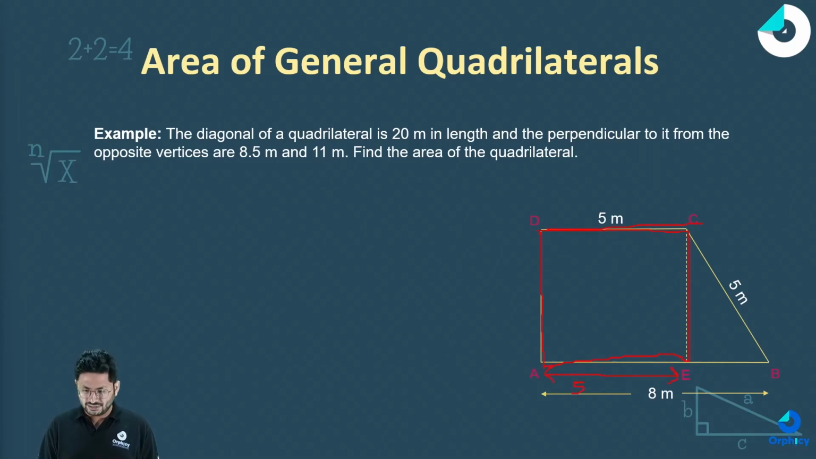Okay, तो इसका मतलब बचा हुआ 3 यहां पर होगा. And in triangle ECB we can apply Pythagoras. अगर ये 5 ये 3 तो ये 4 होना चाहिए.